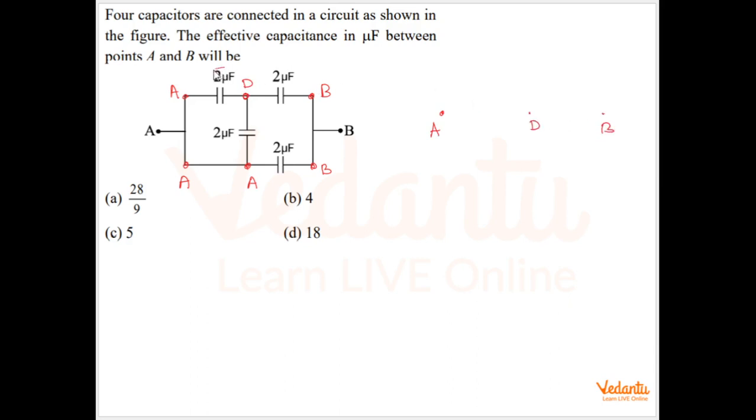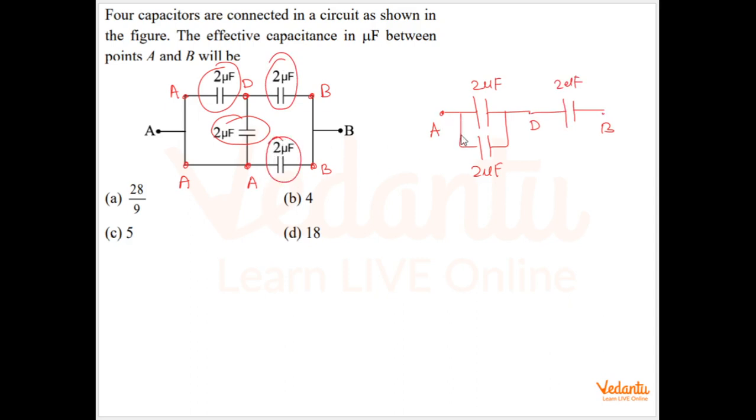You will realize beta, there is a 2 microfarad capacitor between A and D. I will draw a 2 microfarad capacitor between A and D. There is another 2 microfarad capacitor between A and D beta. I will draw a 2 microfarad capacitor between A and D. There is a 2 microfarad capacitor between B and D beta. I will draw a 2 microfarad capacitor between B and D. And beta, there is 2 microfarad capacitor between A and B. So I will draw a 2 microfarad capacitor between A and B.